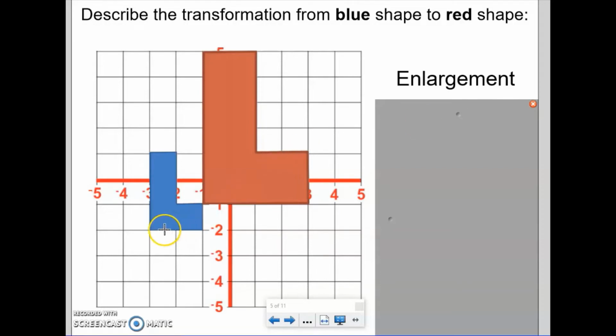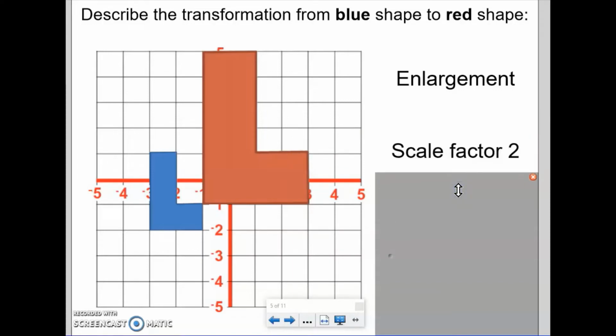For the scale factor, if I pick a side of the original shape, this side here, you can see it's 2 squares along. And if I look at the corresponding side on the red shape, it is now 4 squares along. So I've gone from 2 to 4, which means I've multiplied by 2, which is telling me that my scale factor is 2. Let's try another side. If I was to take this side here, you can see it has a height of 1 square. And if I look at the corresponding side here, it has a height of 2 squares, which is telling me that the scale factor is 2. So I can confidently state that I'm dealing with a scale factor of 2. Every side on the original shape has been doubled in size for the image, for the red shape.